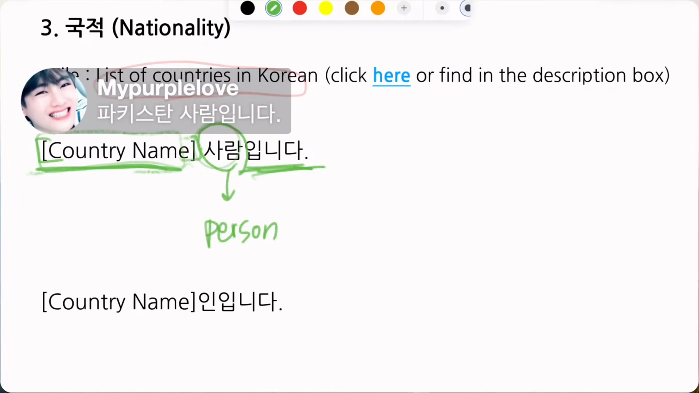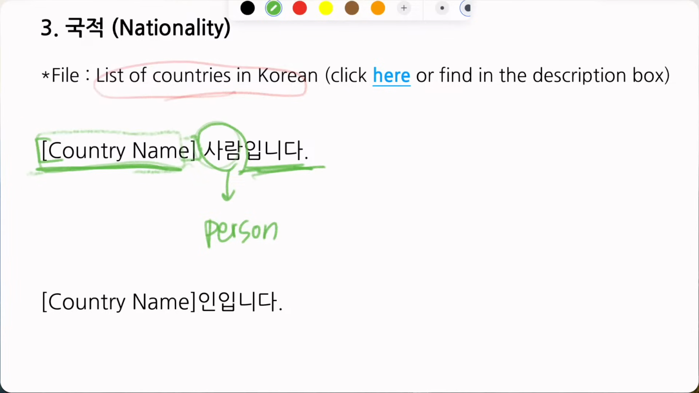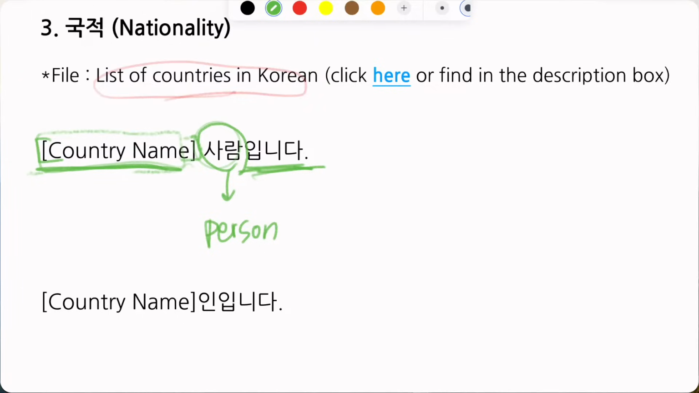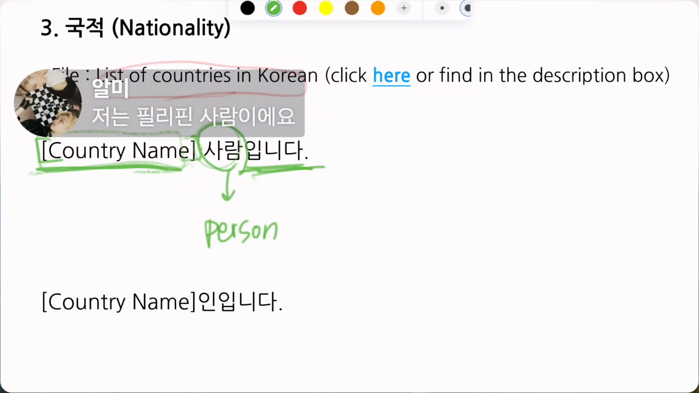My purple love 님은 파키스탄 사람입니다. 좋아요. She or he is from Pakistan. 좋아요. 그리고 wow, 요르단 사람입니다. Rami님 is from Jordan. Wow, that's interesting. 그다음에 사바님은 인도 사람입니다. 좋아요. 인도, India. He is Indian. 그다음에 저는 필리핀 사람입니다. 알미님은 Philippines. Oh, you're from the Philippines.